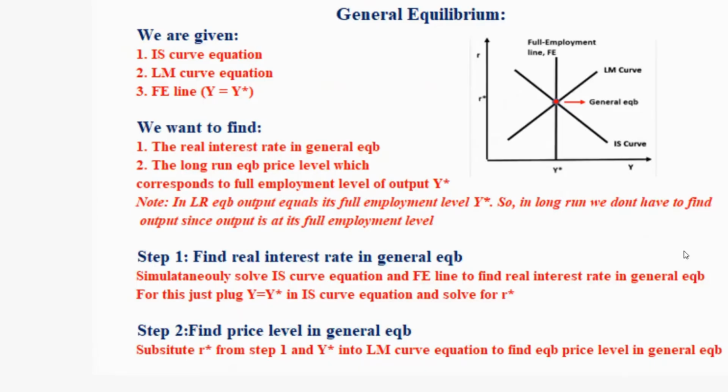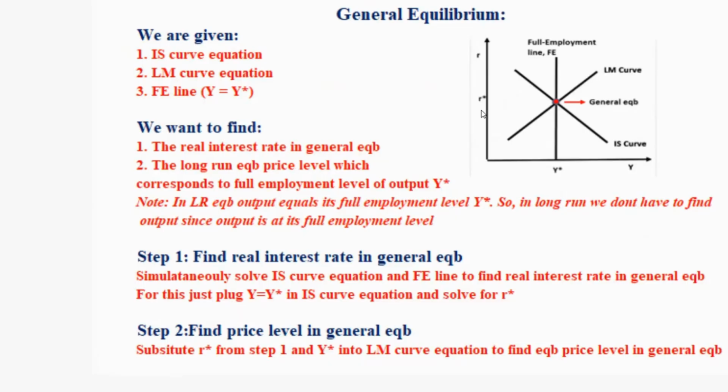For this, we'll simultaneously solve the equation of the IS curve and the FE line, which essentially means that we'll just plug in Y = Y* in our IS curve equation in order to get R = R*, which is our equilibrium real interest rate in general equilibrium. And once we find R* from plugging Y = Y* in the IS curve equation, we plug both R = R* from step one and Y = Y*, which is the full employment level of output, in our LM curve equation, and we'll find the price level in general equilibrium.